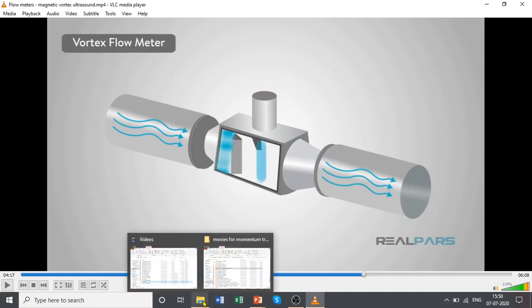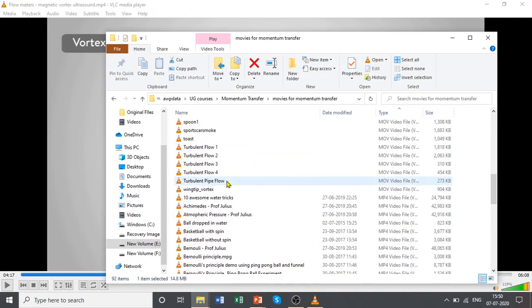Let me just show you. Imagine that we had that ball.